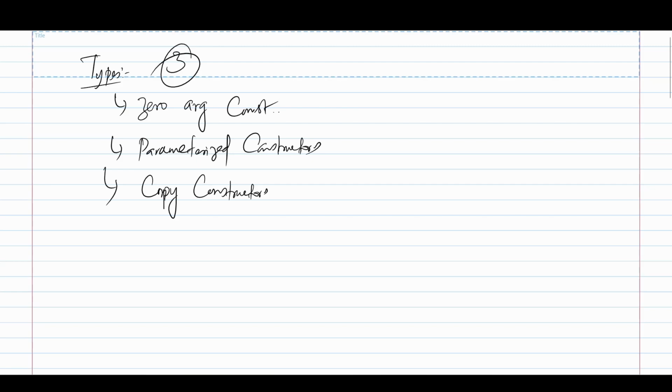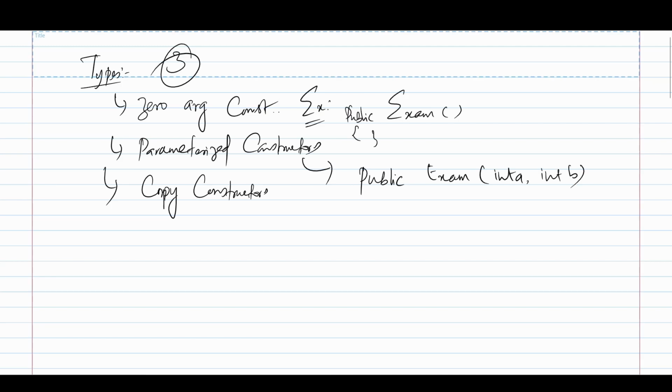So the example for a zero argument constructor is like this, exam. The example for a parameterized constructor is something like this, right? The example for a copy constructor is public exam, then taking the same exam as a parameter to copy the values we have here into this constructor. This is how we create a copy constructor. Fine. All those things we will create as examples in the practical class and we will see.